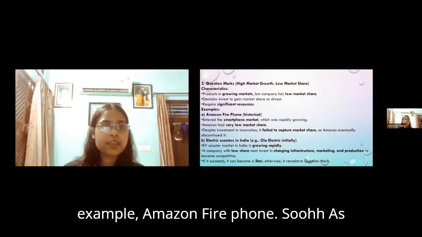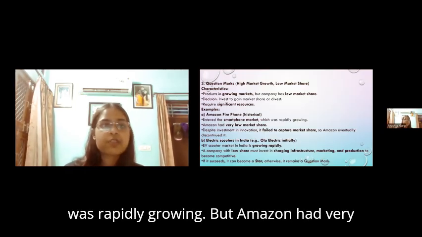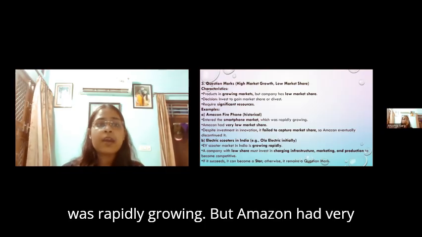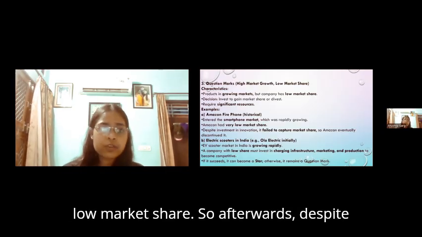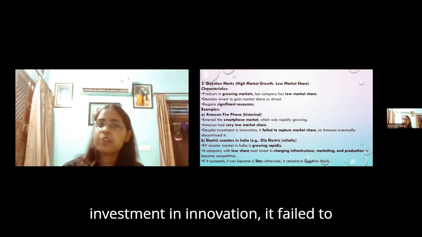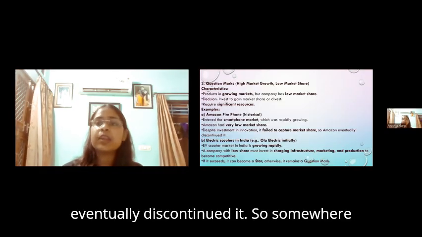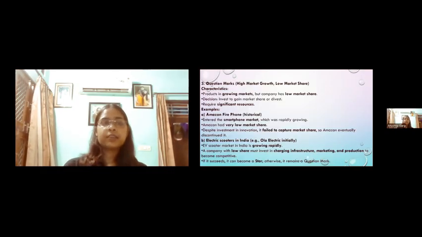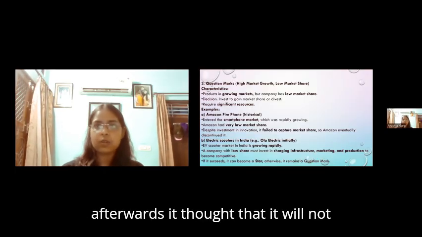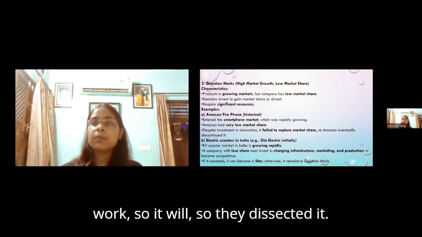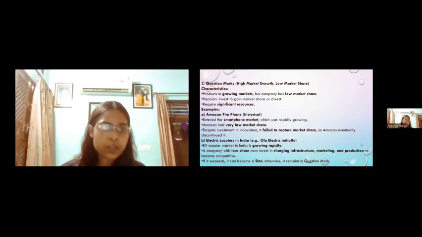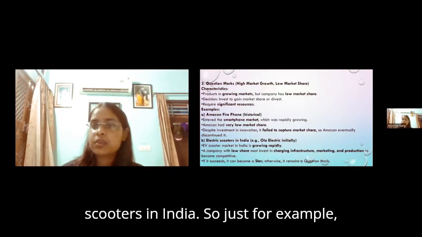As it entered the smartphone market, the market was rapidly growing, but Amazon had a very low market share. Afterwards, despite investment in innovation, it failed to capture market share. Amazon eventually discontinued it. So it analyzed the first stage, and afterwards it thought that it would not work, so they discontinued. The second example of this is electric scooters in India.